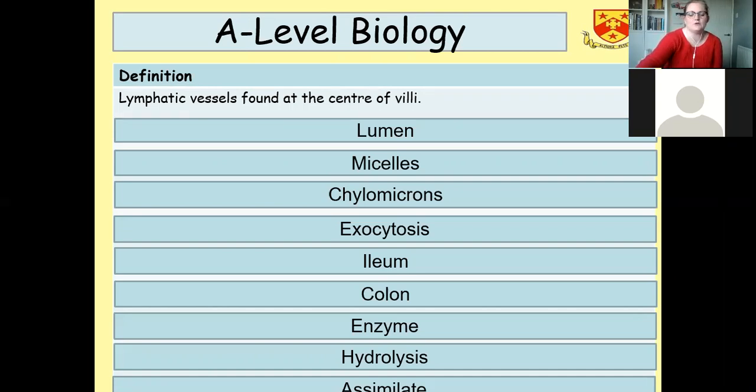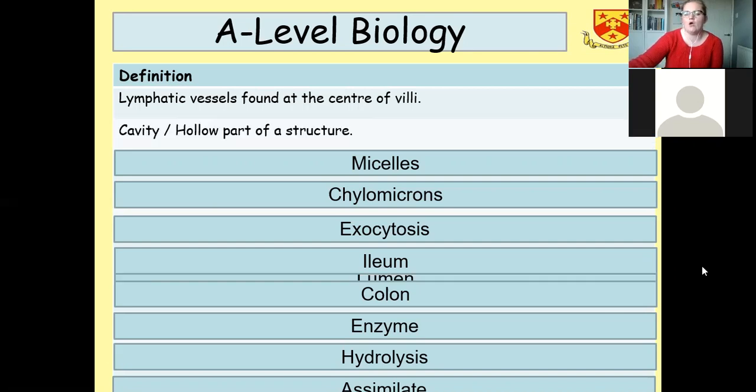And then we have the lumen. Lumen is a word that you probably come across before. You will probably remember it from when you've done blood vessels. So the lumen is that cavity, hollow part of the structure. So for example, you have a lumen in capillaries, arteries, veins. You also have a lumen inside your intestines. So that's a word that we will start to use quite a bit.